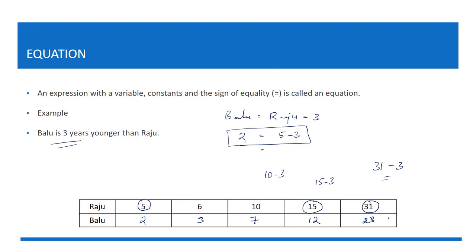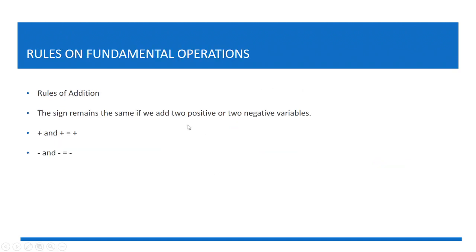So, this is called an equation. An equation is an expression with a variable, constant and the sign of equality. Hope you understood, right? Let us check the rules of fundamental operations. In the case of addition, the sign remains the same even if you add two positive or two negative variables. Plus and plus will always give you plus, and minus and minus will be minus.